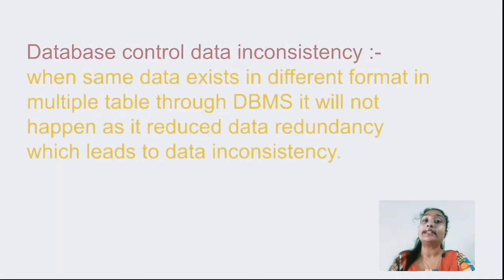Next is, database controls data inconsistency. Simply we can say that the same data exists in different locations. That is, when the same data exists in different formats in multiple tables, through DBMS it can be reduced, since data redundancy leads to data inconsistency.